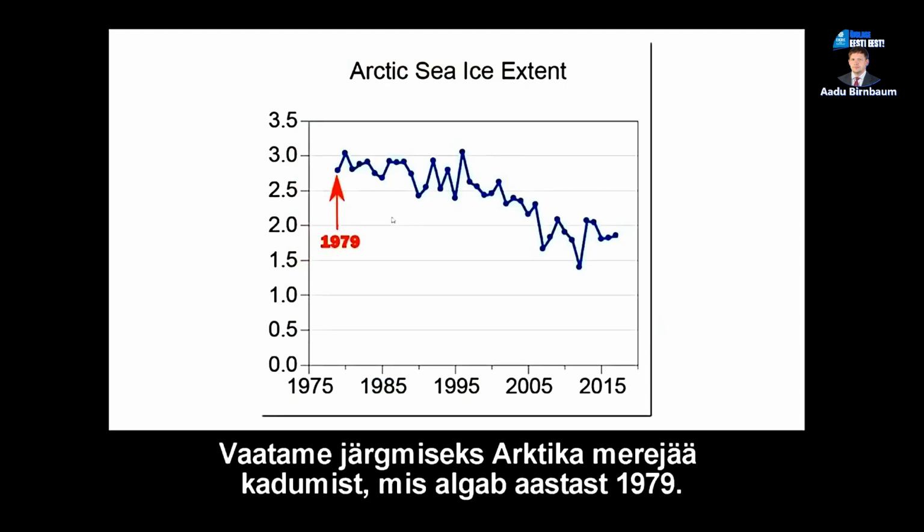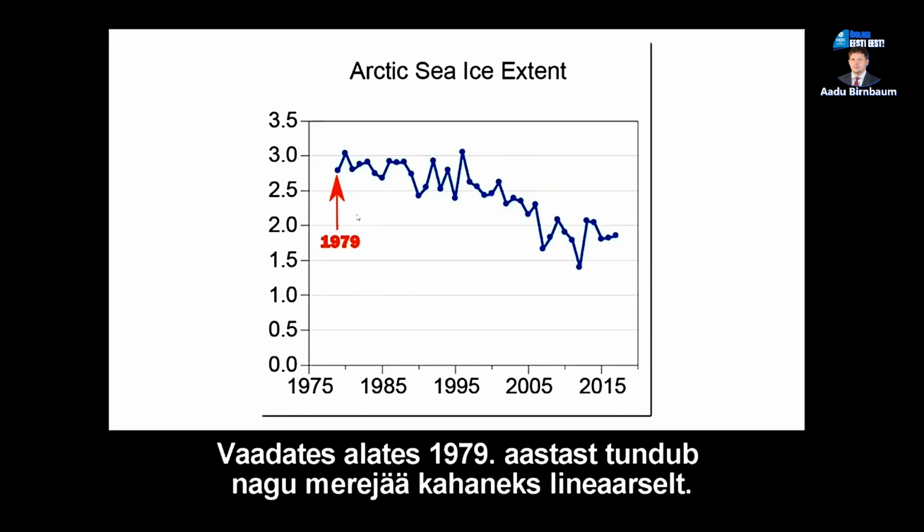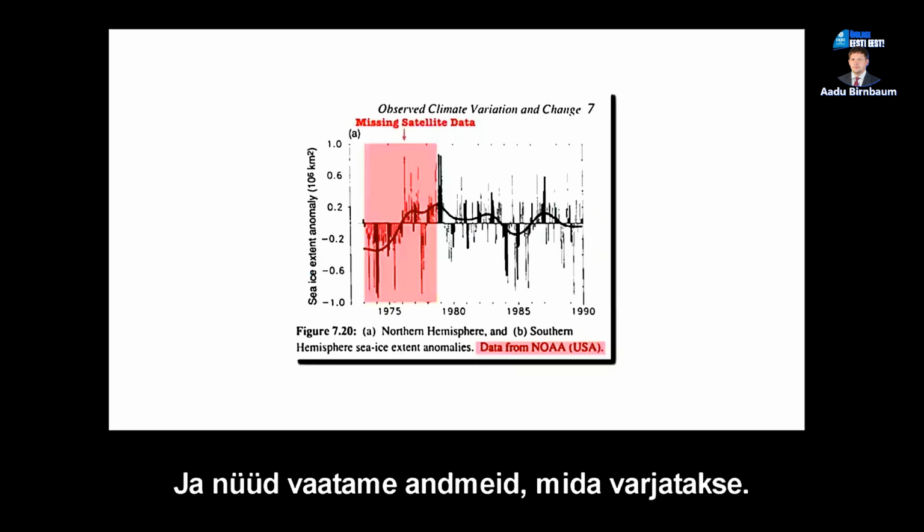Now let's look at the Arctic sea ice extent graph, which starts in 1979. Starting in 1979 makes it look like sea ice extent is decreasing linearly. And now let's look at the data which is being hidden.